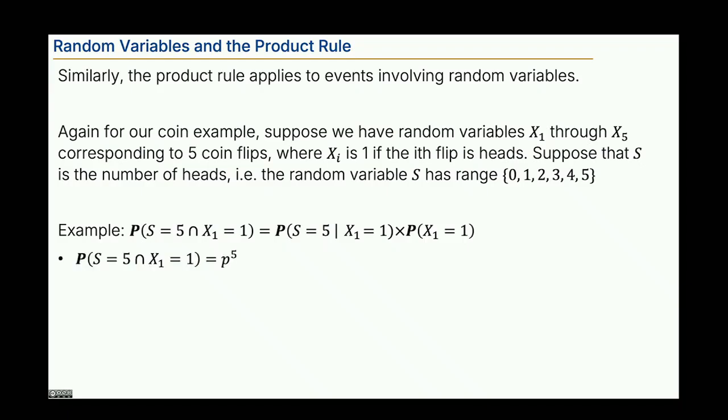And so we can work out the math here, right? The probability, just to show that it's true, that you get S equals 5 and X1 equals 1 is p to the 5th, because you had to get 5 heads. The probability you get S equal to 5 if the first flip was heads is p to the 4th, and the probability that the first flip was 1 is p. And this will work always.